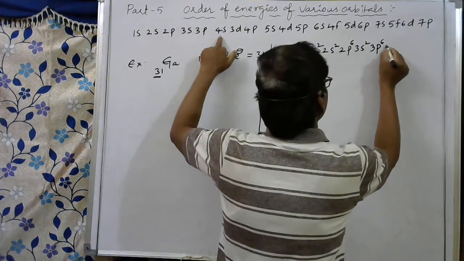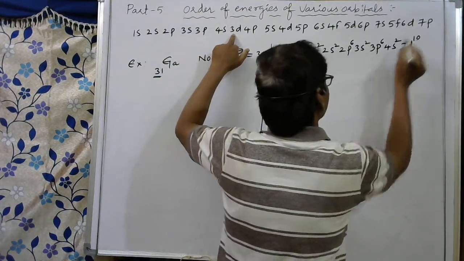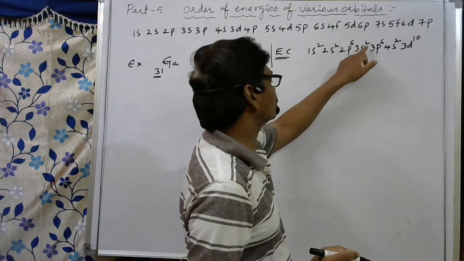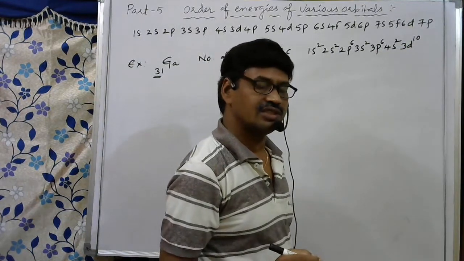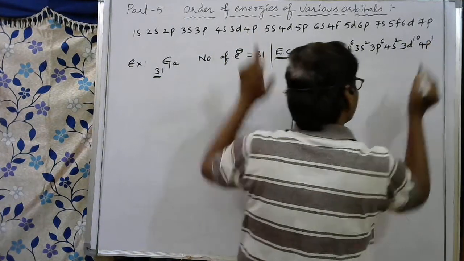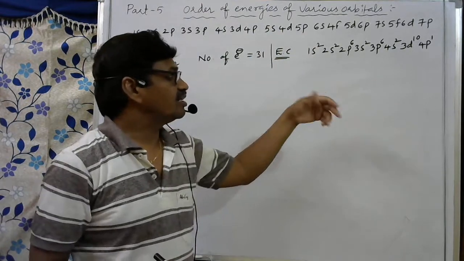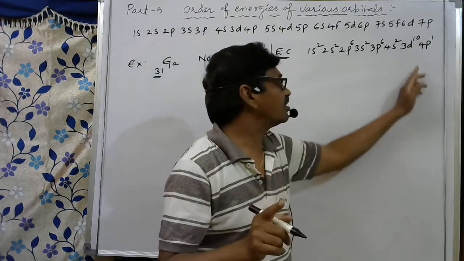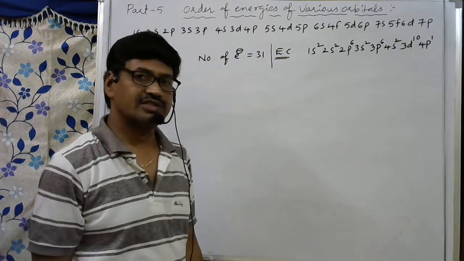Then 4s: 4s2. Then after that 3d10. Up to 3d10, how many electrons are completed? 2 plus 2 is 4, plus 6 is 10, plus 2 is 12, plus 6 is 18, plus 2 is 20, plus 10 is 30. One electron remains, and that electron enters into 4p: 4p1. Even though a p orbital can accommodate a maximum of 6 electrons, here only 1 electron remains after filling the 3d orbital, so that electron enters into the 4p orbital. So this is the electron configuration.